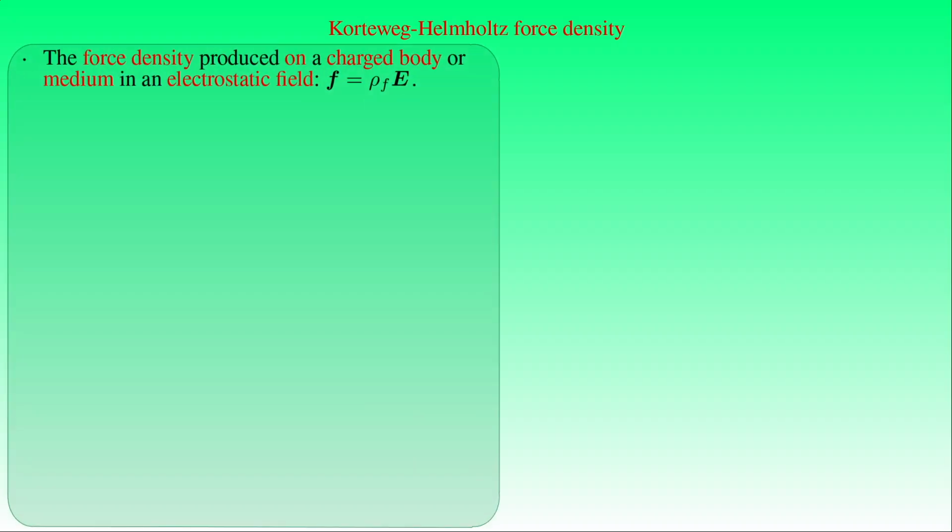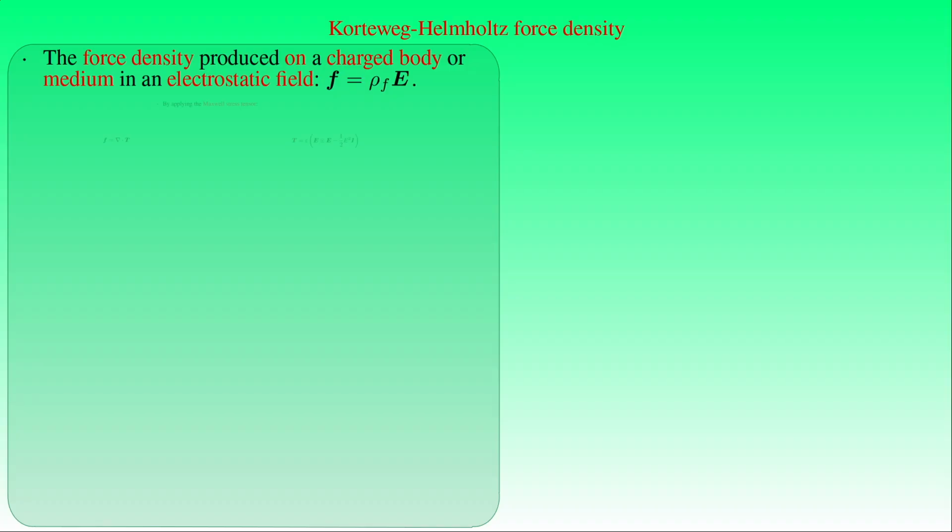As already shown, the electrostatic force density F acting on a body made of dielectric material under the influence of an electrostatic field is given by the free charge density ρF in the body, times the electric field strength E of the field. Here we use the subscript F for the volume density of free charges, while the letter ρ without any subscript will denote the density of the dielectric material.